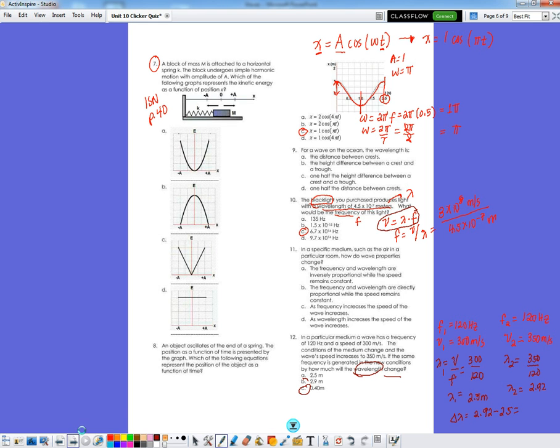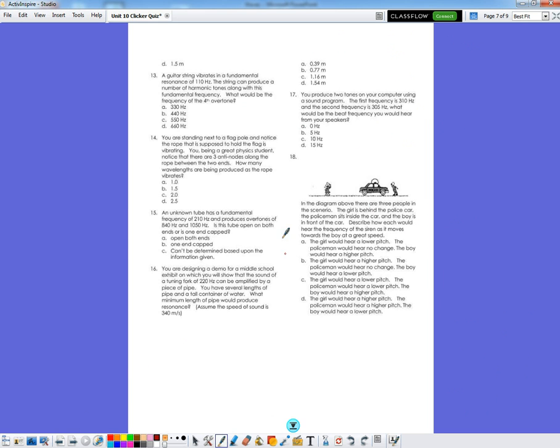Okay, next. Number 13. A guitar string vibrates in a fundamental resonance of 110 Hertz. If you have 110 Hertz as your fundamental frequency, the string can reproduce harmonic tones along this fundamental frequency. What will be the frequency of the fourth overtone? So, fourth overtone.